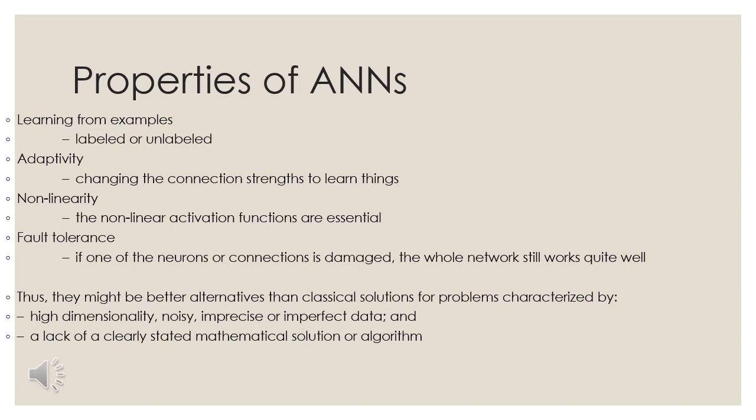Now, the next question we should have is, what are the properties of ANNs? The first one is learning from samples, that is labeled or unlabeled. Adaptability, that is changing the connection strength to learn things. Next is non-linearity: the non-linear activation functions are essential. Next one is fault tolerance. If some of the neurons or connections are damaged, the whole network still works quite well. So they might be a better alternative than classical solutions for problems characterized by high dimensionality, noisy, imprecise or imperfect data, and a lack of a clearly stated mathematical solution or algorithm.